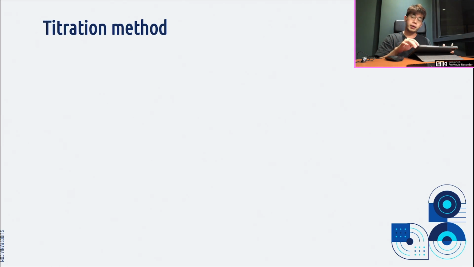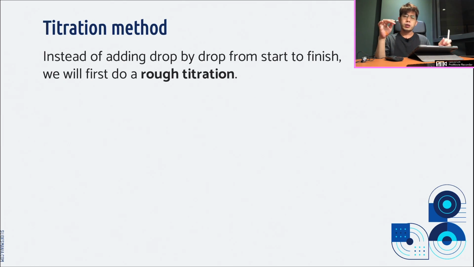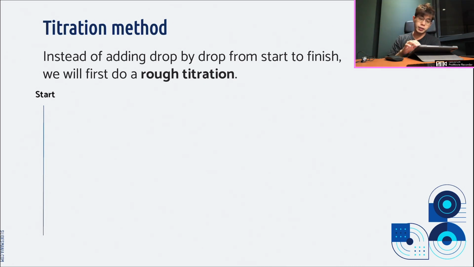So for our titration method, in one way, because it's so sensitive, we can actually start from start to finish, adding drop by drop. But that is actually very inefficient, right? So what we do over here is that we use the rough titration method. Let me give you an example. This is one method. I have the starting point, which means I have never added anything yet.